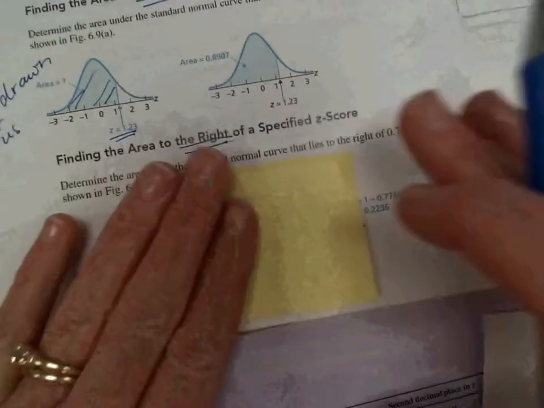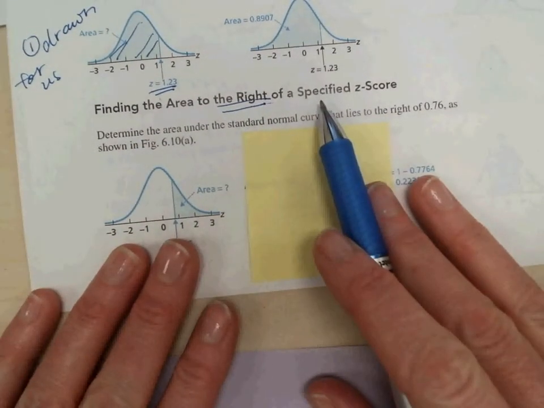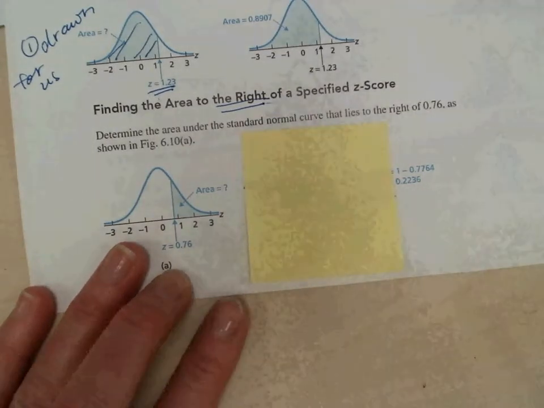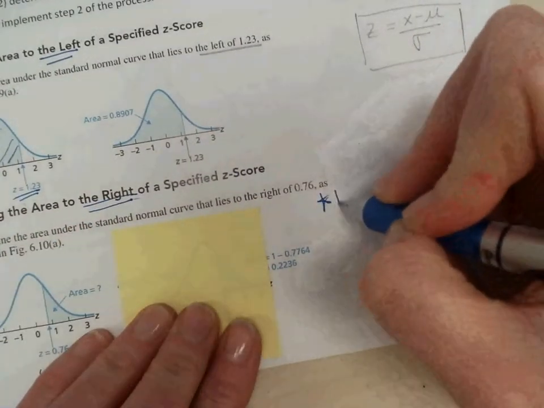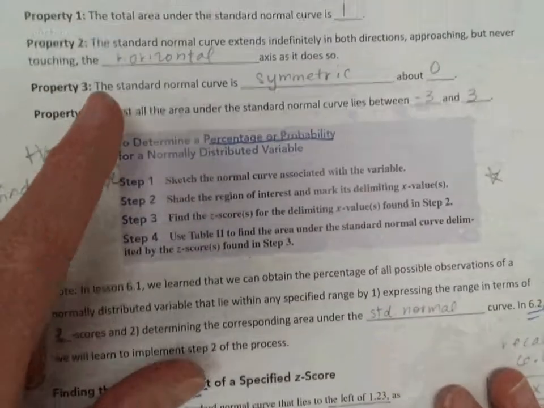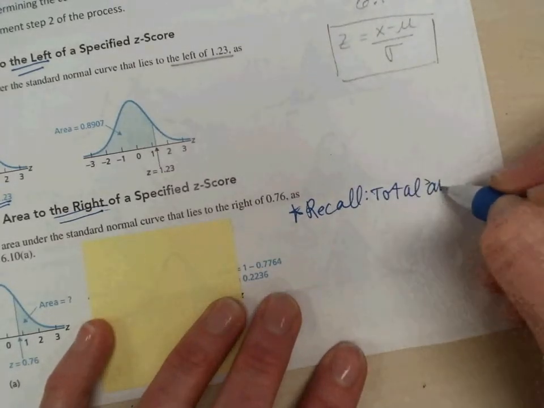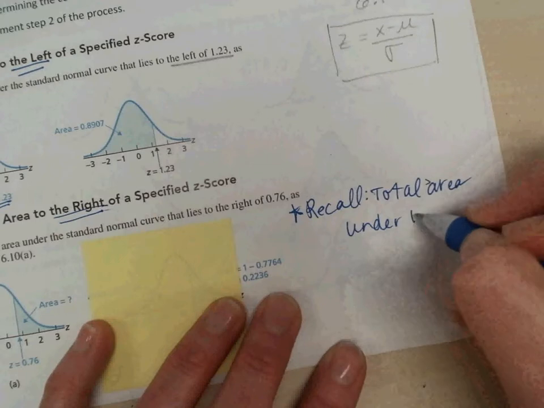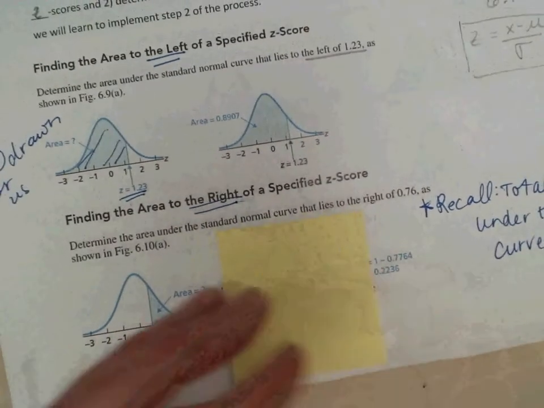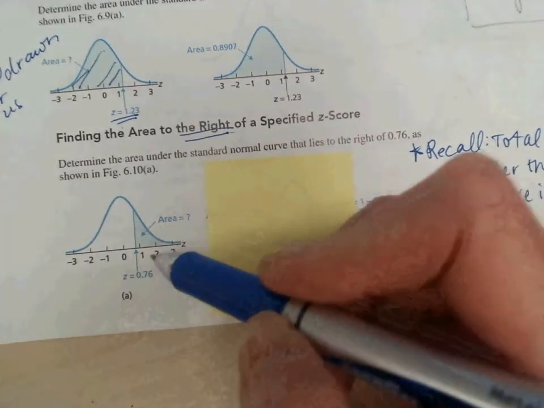Next one. We'll do some more examples like this at the end. So the next one is area to the right of a specified z-score. This requires one additional step. We know that the total area under the curve, recall, this is property 1, it's right up here. Area under the curve is 1. So if I have an area of part, then the other part would just be 1 minus that area.